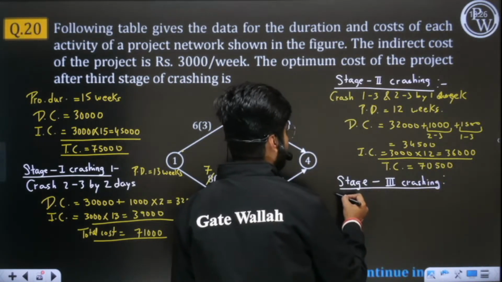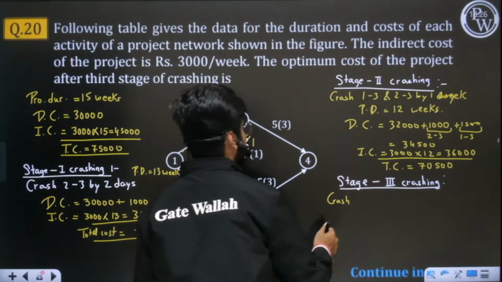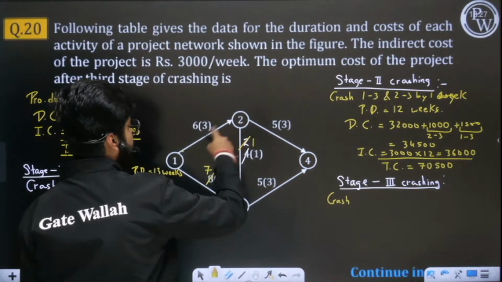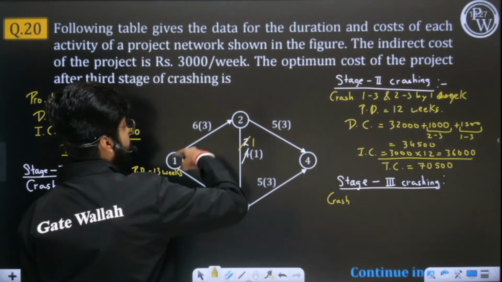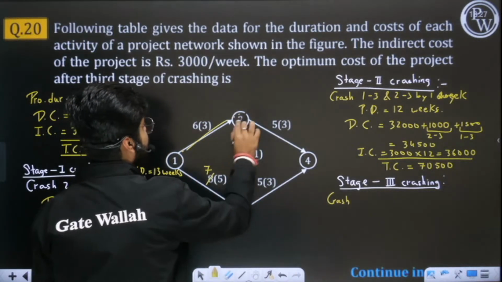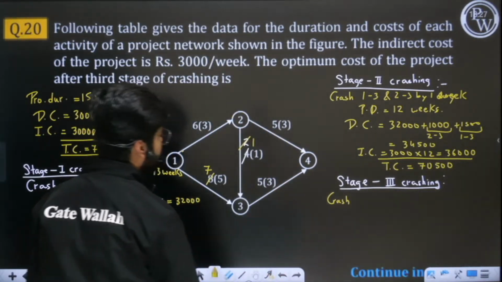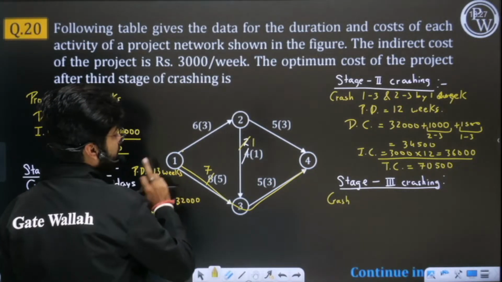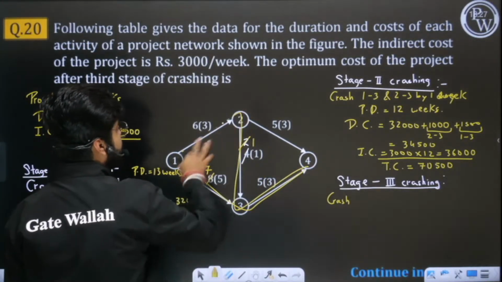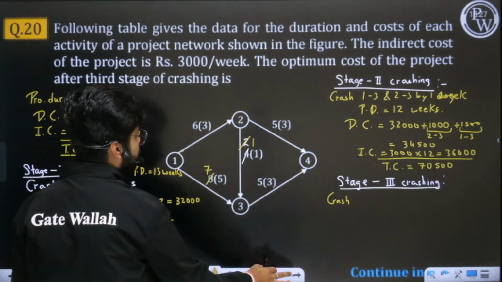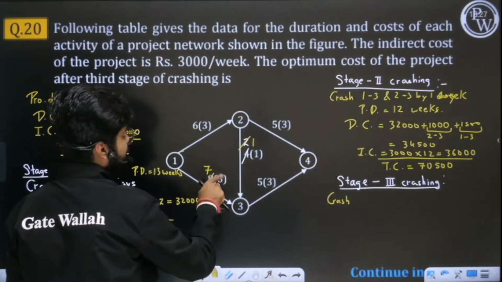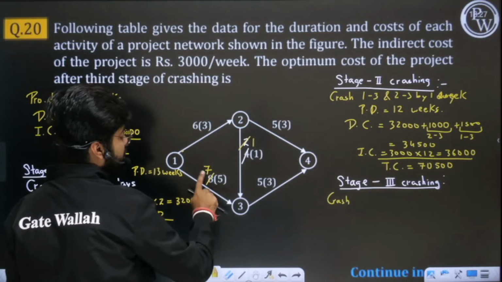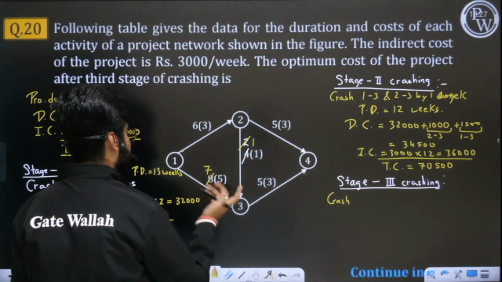Now we'll go for third stage crashing. Now what we have to do, we have to reduce both of them. We have to reduce this path to 11, because it is 11. So now you can see that nothing is left here. So what we can do, from this path we can reduce 1, and from this path we can reduce 1. Now obviously, on this path this is having less cost slope, 1500, yes or no? Yes sir.